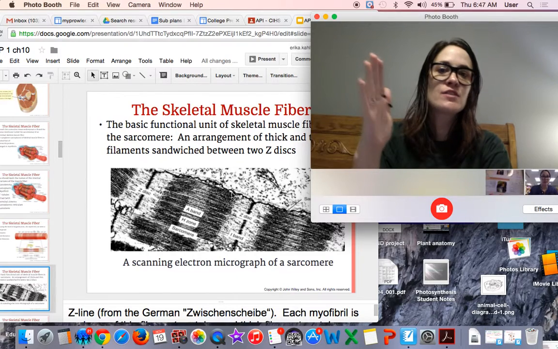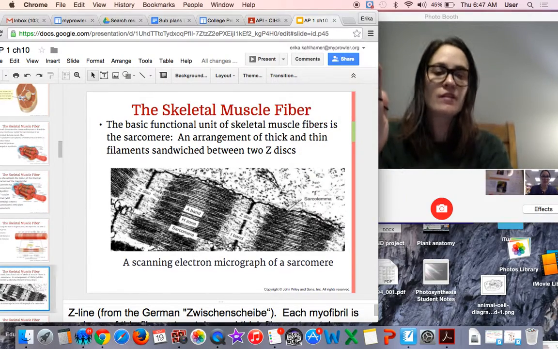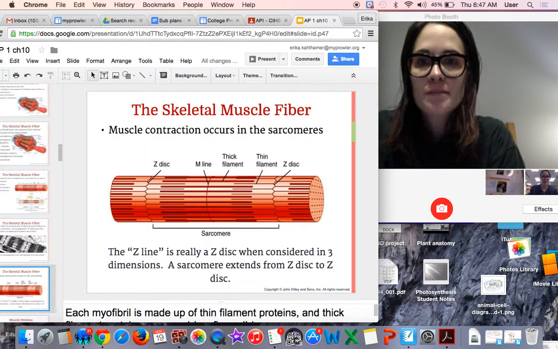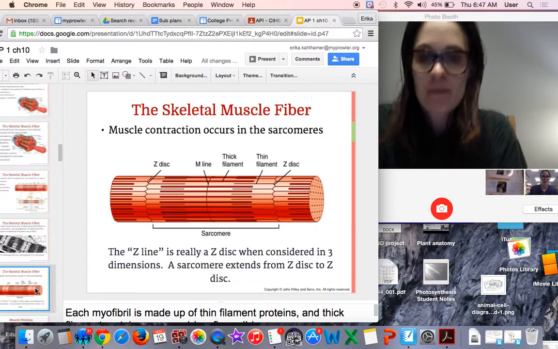Okay, and there's different parts of the sarcomere, A bands, H zone, that you're going to know. Here they are. So here's the sarcomere, the Z disc we talked about. The M line is essentially the middle. We have the thick and the red. In this image, the darker, thicker red, and then the thin. Z discs. Let me see. Next one.